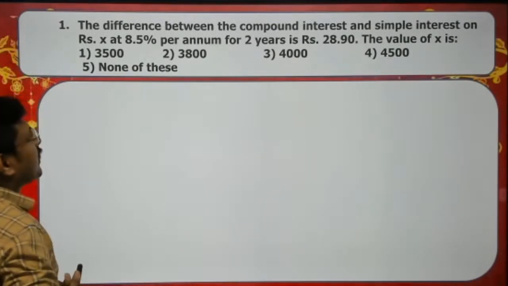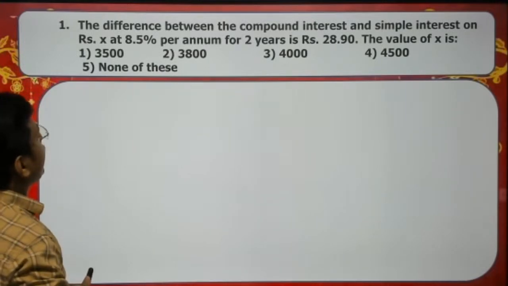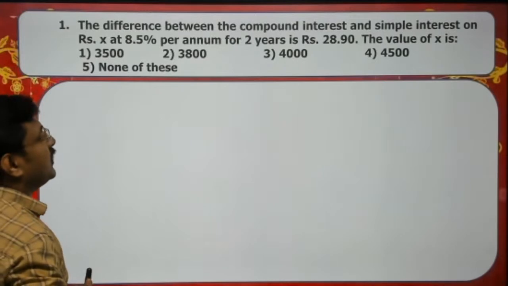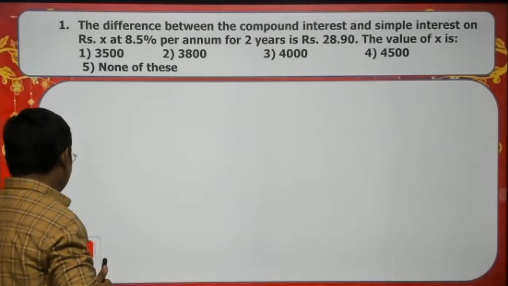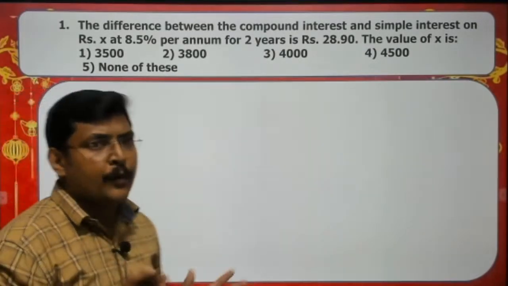The difference between the compound interest and simple interest on rupees X at 8.5% per annum for 2 years is 28.90. The value of X is. Listen, this is a compound interest question. Yes. The difference between compound interest and simple interest.